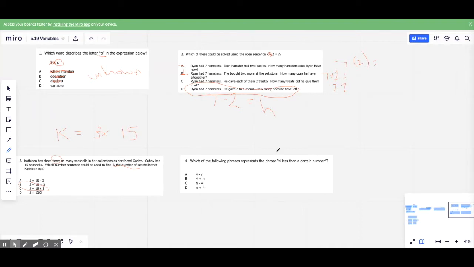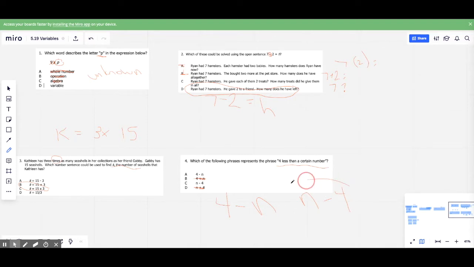For our last question here, we're looking at making an expression for less than a certain number. Okay, there's a couple different things here. Less than, we're looking at subtraction. So we're going to take away the 4 plus n and the n plus 4, which leaves us with 4 minus n and n minus 4. Less than a certain number. We don't know what the number is, but we know we're taking away 4 from that number.